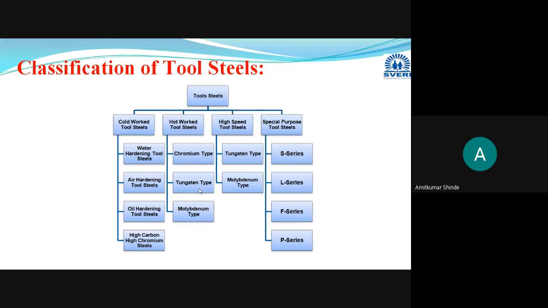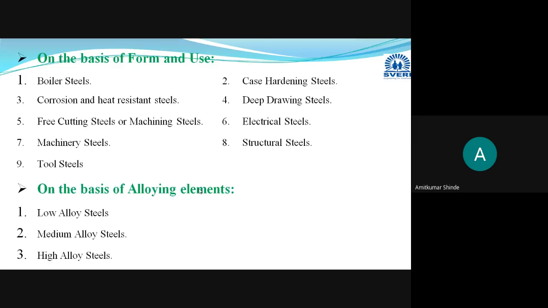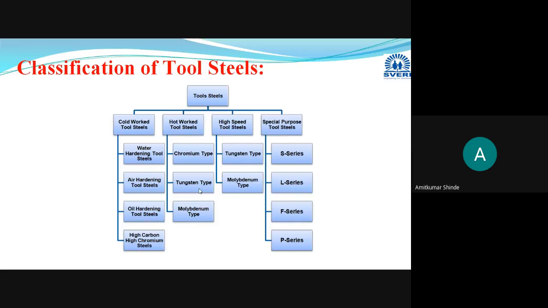In the last lecture, we discussed the effect of the alloying elements on the properties of steel, and after that, we discussed the classification of the steels depending on the different basis. Now, we will move towards the next type of steel, that is the alloy steel.